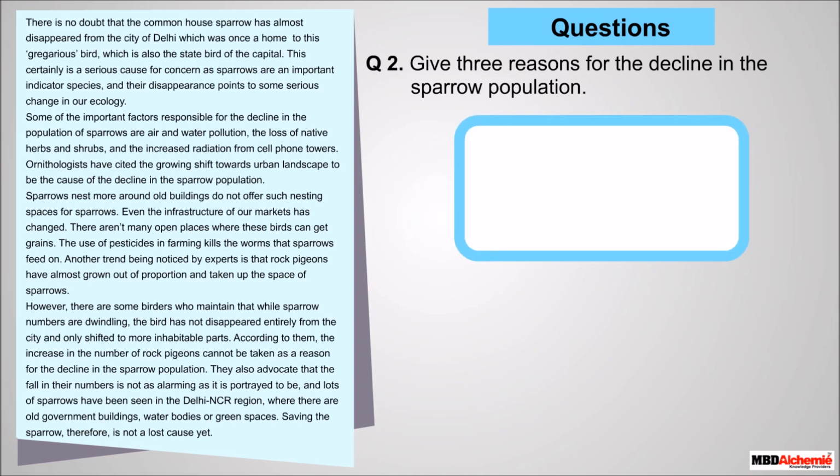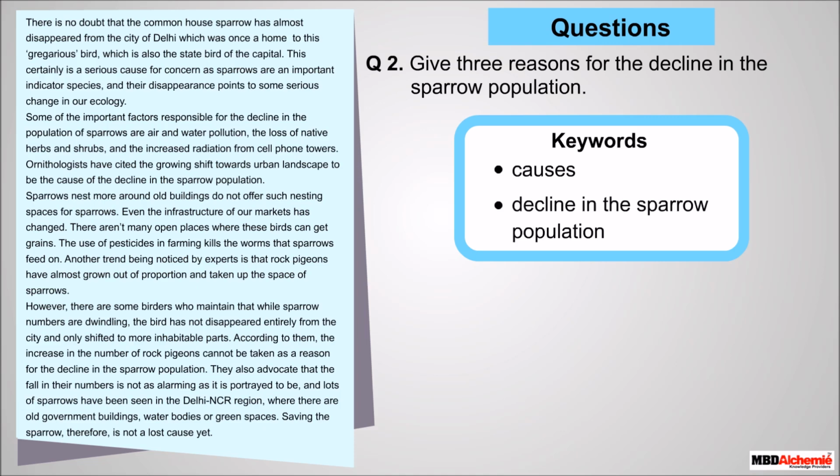Here the keywords or key phrases are causes and decline in the sparrow population. Let us look for these words in the passage. This is again a why question, only framed a little differently. The answer to this question has been very clearly given in the passage.